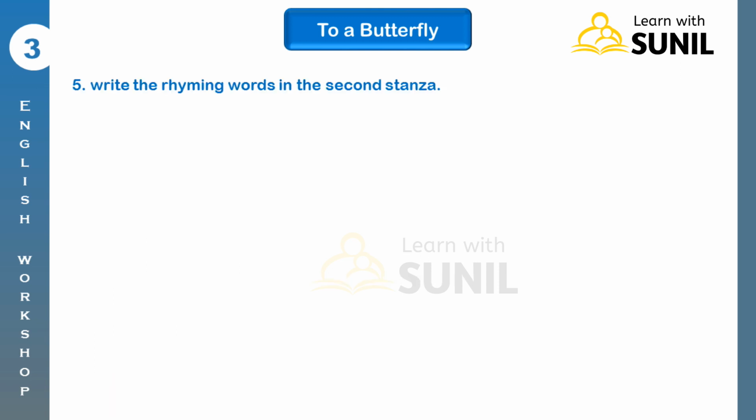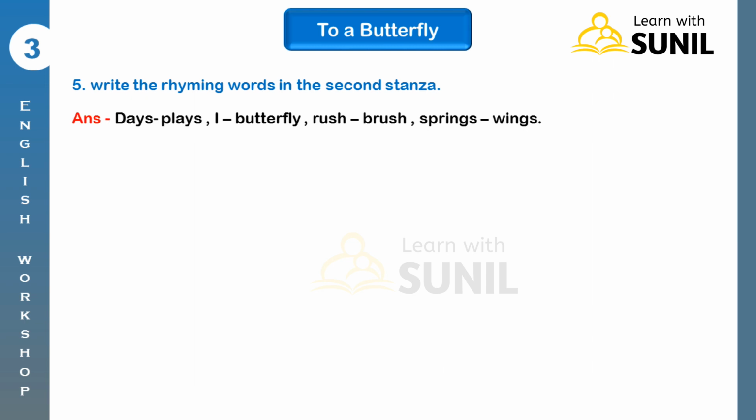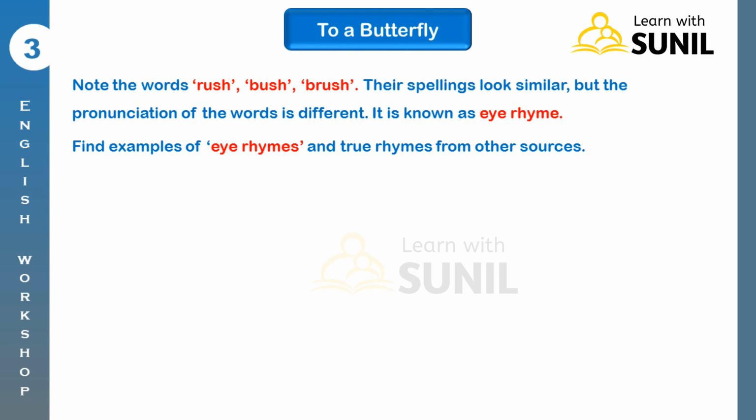Fifth question, write the rhyming words in the second stanza. Answer, days, plays, I, butterfly, rush, brush, springs, wings. Note the words rush, bush, brush. Their spellings look similar, but the pronunciation of the words is different. It is known as eye rhyme.